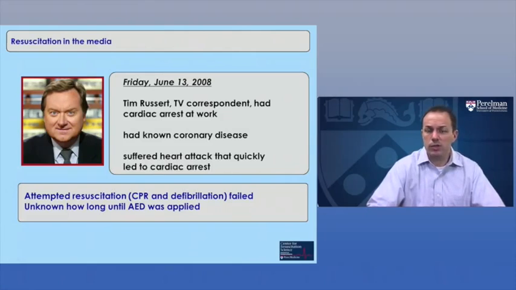And Tim Russert, this was a tragedy. This was a man who was still in the prime of his life and a functional member of society and a father. He in many ways was a typical cardiac arrest victim, and it's these tragedies we seek to avoid.